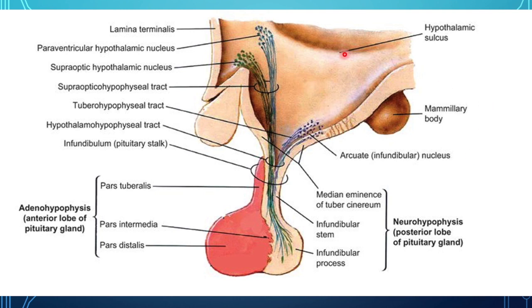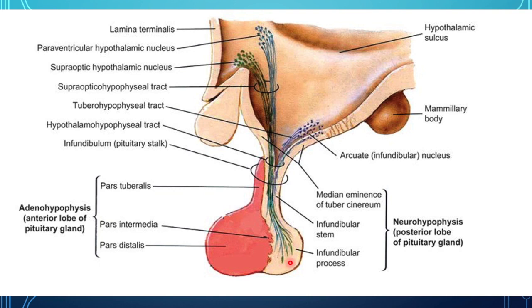So this is the hypothalamus, okay, and this is the median eminence. This is optic chiasm. Anteriorly, posteriorly there is a mammillary body. So the median eminence, it comes down, joins the part of posterior lobe of the pituitary gland. So we call it as neurohypophysis. It consists of infundibular stem in the middle, median eminence of tuber cinereum superiorly, and inferiorly posterior part, that is infundibular process.